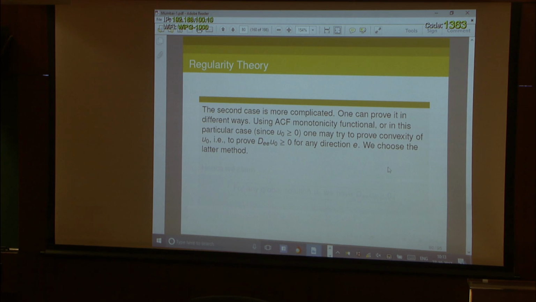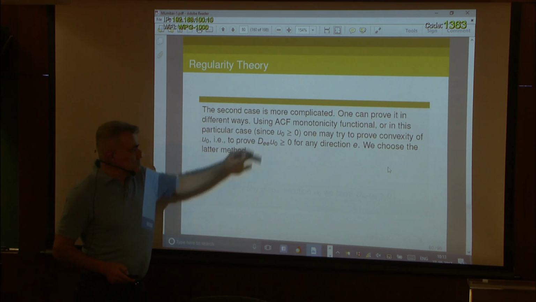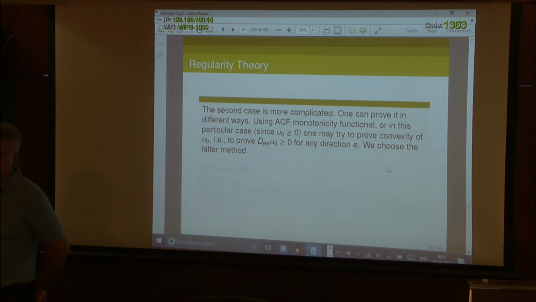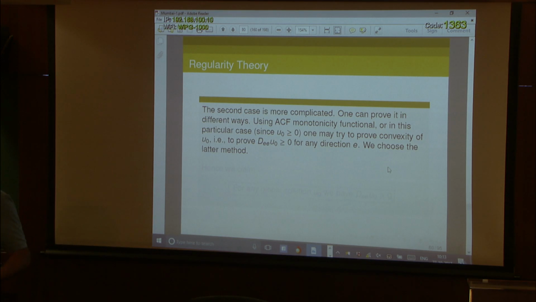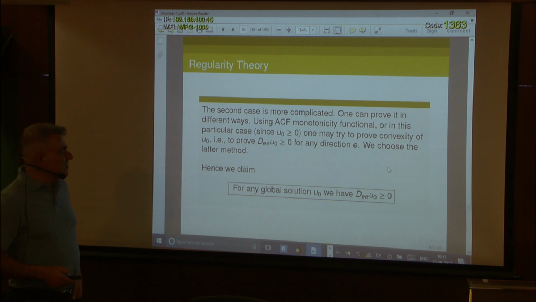So the second case that was a little bit more complicated, we proved through a so-called ACF monotonicity formula on the board. That's one way, but I'm going to do it a little bit differently now, without using ACF. Because you realize that ACF can, in general, not be used in all PDEs if you have a different type of PDE than the Laplacian. So you might still want to do it.